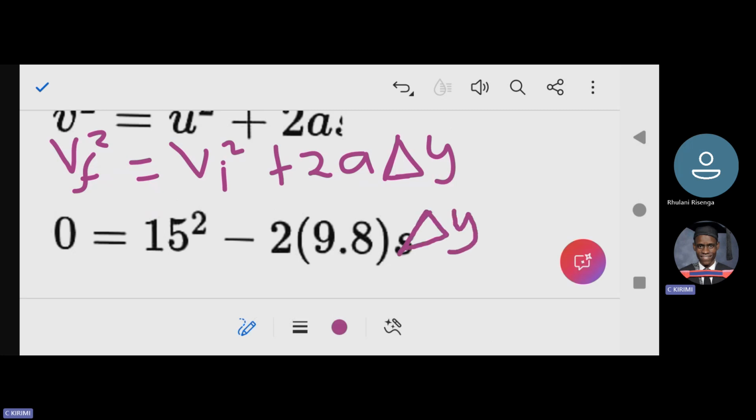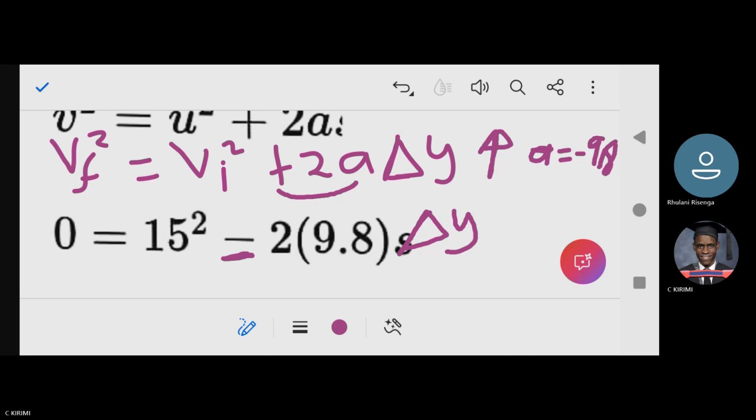So change in v is the final velocity, 0, minus the initial velocity, which is 15 meters per second. Then plus 2. Remember, it's a positive 2, but because upwards is positive, the acceleration is negative. a is equal to negative 9.8. So positive times negative gives you a negative. Is it clear now?